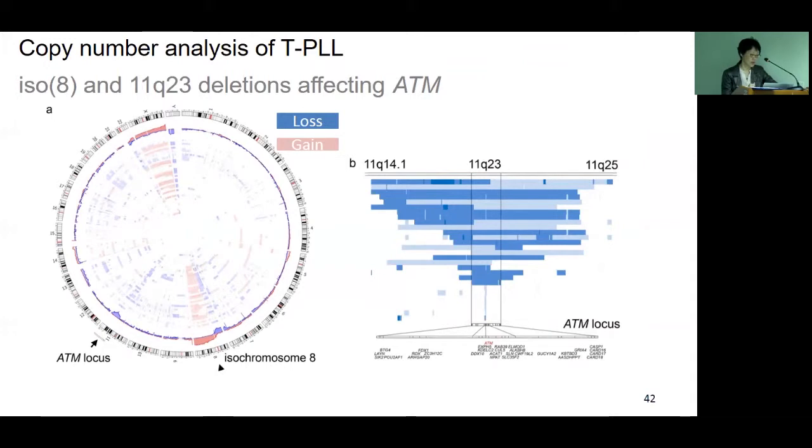and this is again a copy number plot demonstrating that we were able to see numerous areas of chromosomal losses and chromosomal gains in the genome of these patients. This is a figure demonstrating that the ATM locus, which is found in 11q22 to 11q23, was recurrently deleted in many patients with T-cell PLL. We also saw evidence of isochromosome 8 in many of these genomes.